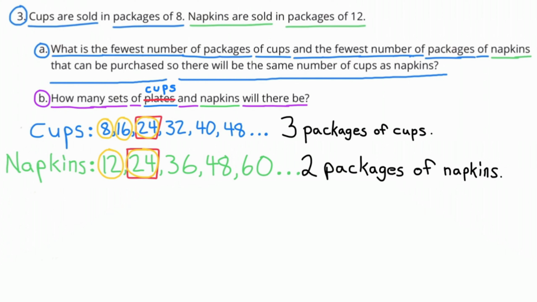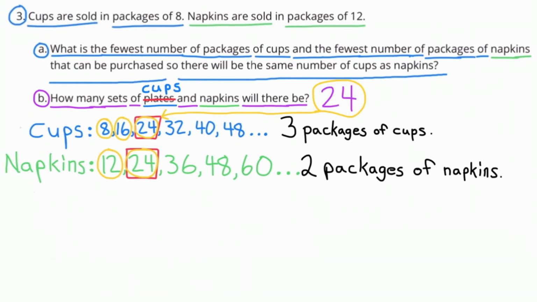B. How many sets of cups and napkins will there be? Originally the word was plates, but I crossed it out and wrote cups because we're talking about cups and not plates. There will be 24 sets of cups and 24 sets of napkins.